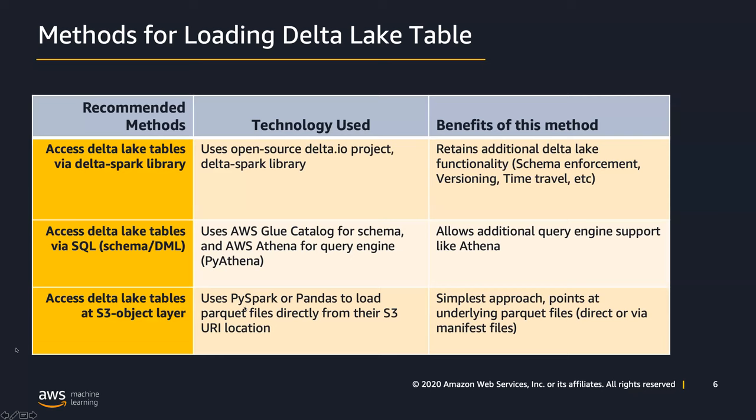So at the bottom here, we can natively use PySpark, which is the Python interface for Spark, and we can use the Pandas library to load Parquet files directly from their S3 URI location. Another alternative is to access Delta Lake tables via SQL. In AWS, that would be referencing the Glue catalog, which is where we store the schema for the Delta Lake tables. Then we can use query tools like Athena, which is our query engine on top of S3, to interact with that data. And finally, the Delta Spark library. Delta Spark is also an open source project, and it gives you access to the full functionality of Delta Lake, including the topics that we mentioned: schema enforcement, versioning, et cetera. So the demo that I run in a minute is going to use Delta Spark.